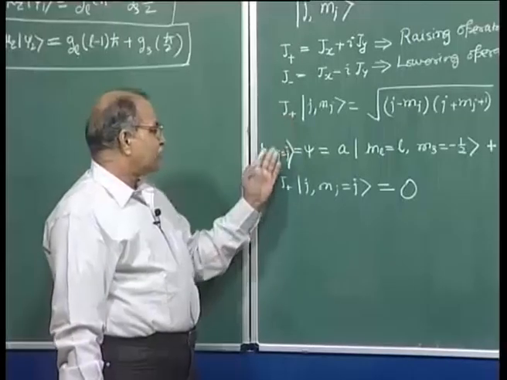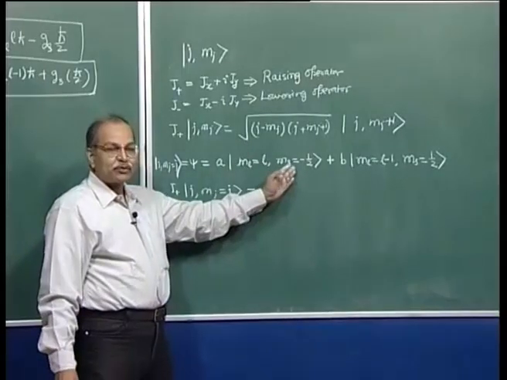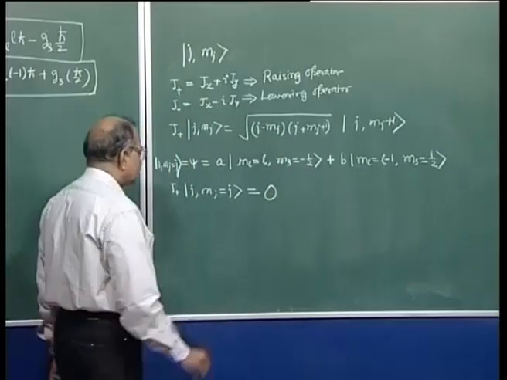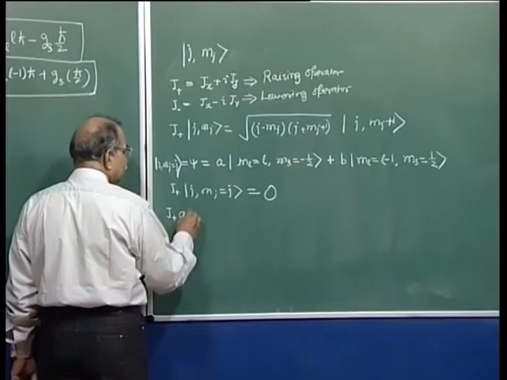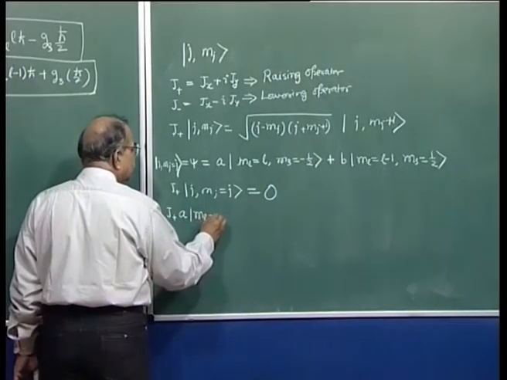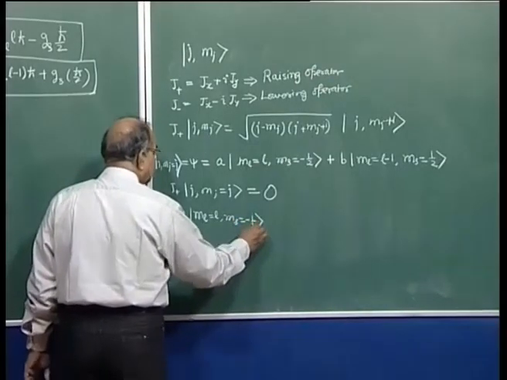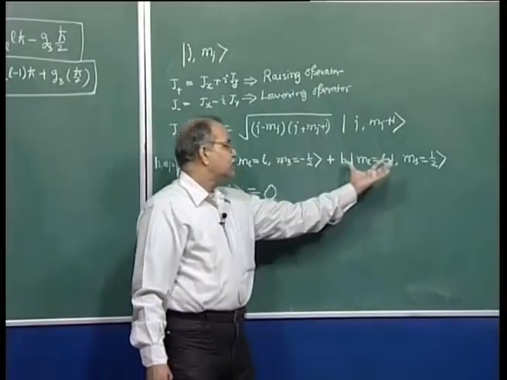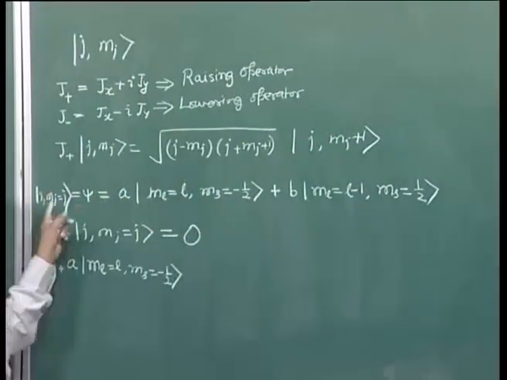J plus applied on this must be 0. Therefore, J plus applied on the right hand side should be 0. So J plus applied on this thing should be 0. So let us calculate how much it is. Again, we will do it in two parts. ml is equal to L, ms equal to minus half. Let us apply J plus to this portion first, then we will apply J plus to the other portion, and we will demand that these two should add to 0, because this is 0.